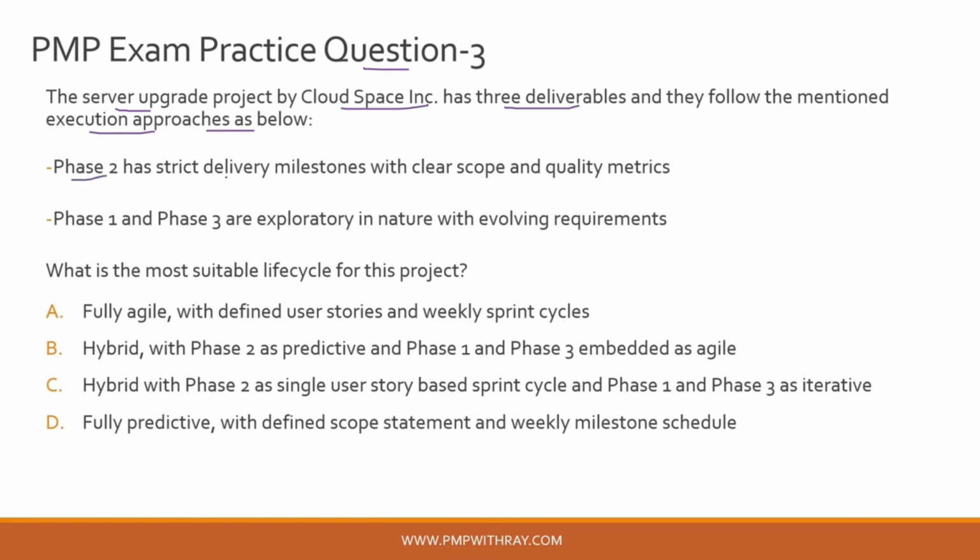So phase 2 has strict delivery milestones with clear scope and quality metrics. So it has 3 deliverables, right? So let's say this is the second deliverable which is happening as part of phase 2, and phase 2 has strict delivery milestones with clear scope and quality metrics. Now let's have a look at what's happening with phase 1 and phase 3. So for phase 1 and phase 3, these are exploratory in nature with evolving requirements. Okay, what is the most suitable life cycle for this project? And it has given you 4 options: A, B, C, and D.